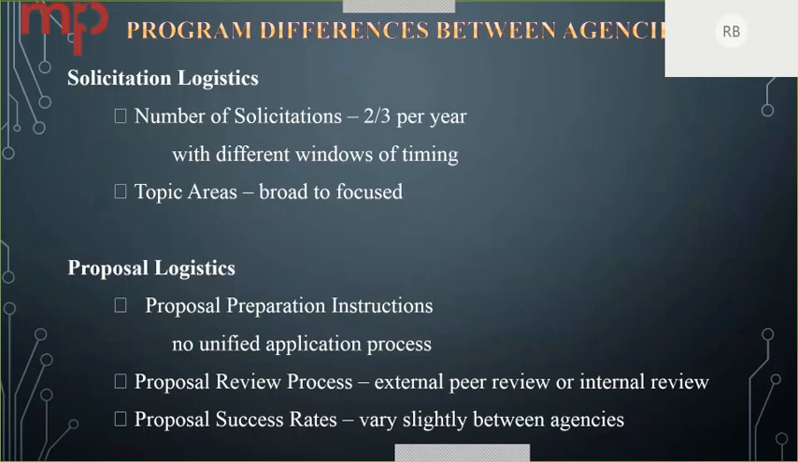So you've got 50 states, 51 states, however you count them, and we're number 10. So we're not doing too badly. And if you stay with us, we're doing 1 in 7. So your chances are that you can do a lot better working with a PTAC or SBIR counselor or support person. So that's the program differences between agencies as far as solicitation logistics and proposal logistics.